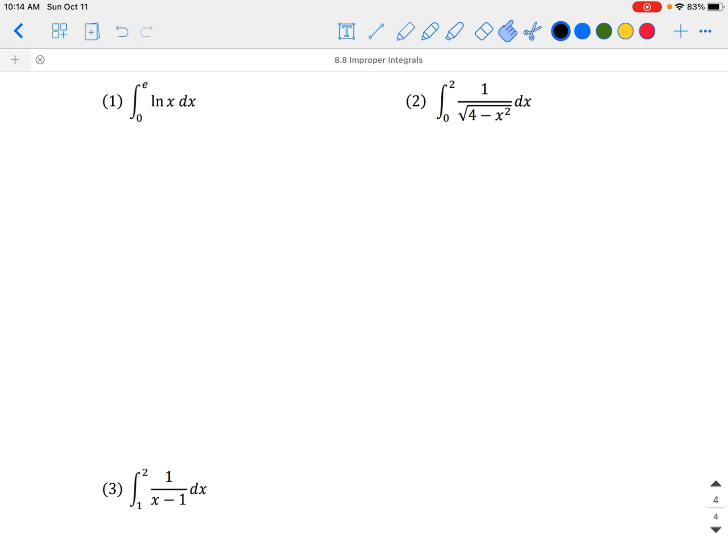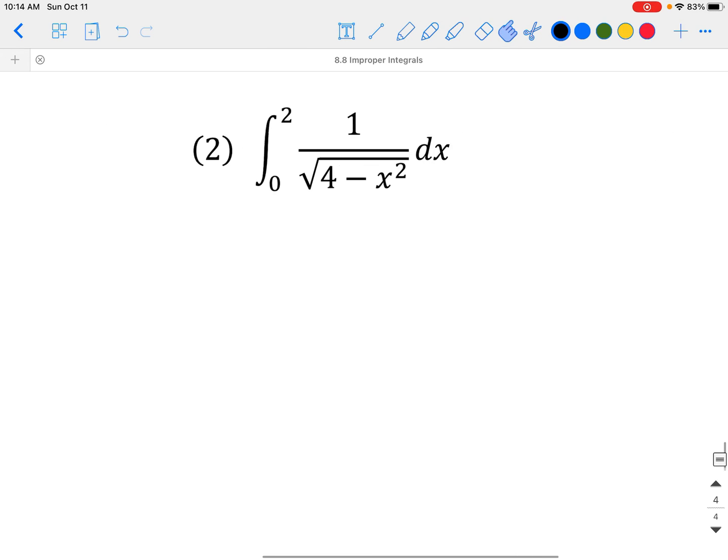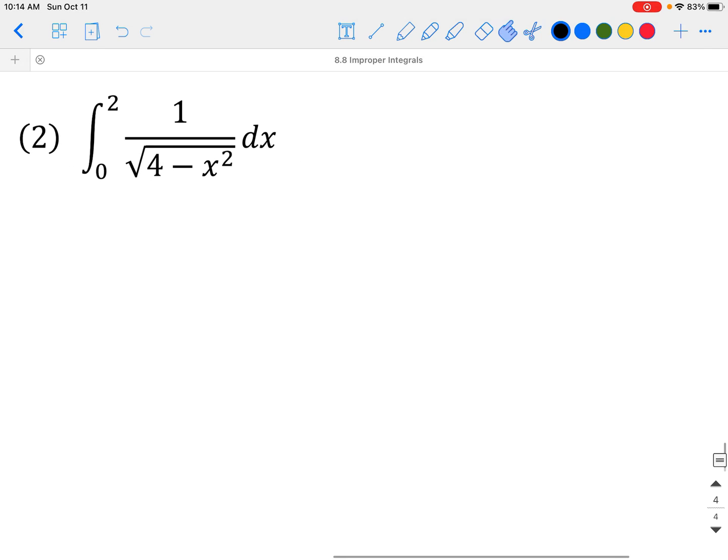Welcome back, everybody. So we're in the final section here. We're going to look at these last three examples where we've got infinite discontinuities. So let's go ahead and jump right into them. So number one, we've got this natural log of x dx. So we're going to have to use integration by parts for that example. So we'll do that one a little bit later. Let's start with the other examples first.